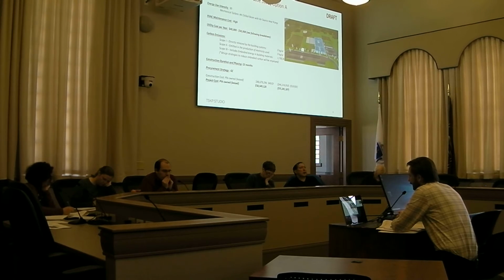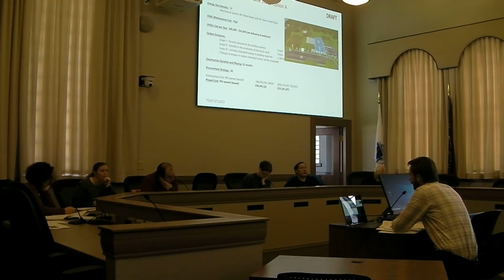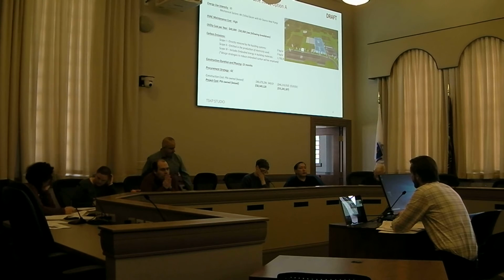And scope 3 addresses embodied energy in the building materials. So this captures carbon that's used to build a building, whether it's to create the steel or to ship materials to buildings. This is by far the hardest to estimate, and I really should put some qualifications on this.